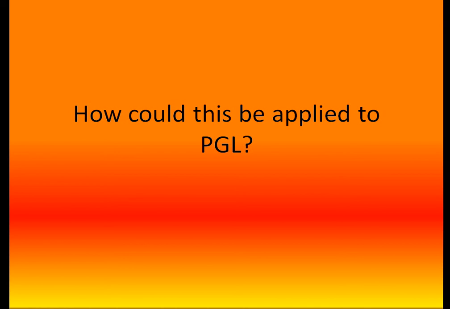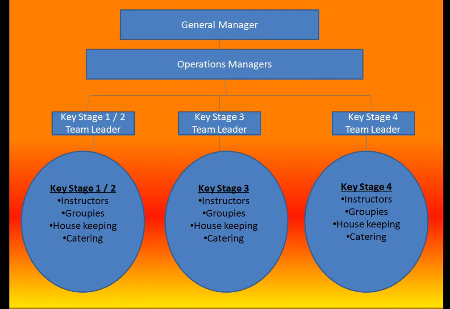So how could this matrix or team structure be applied to PGL? Well, instead of having groupies working together and managing customers when they weren't doing their activities, and instructors just looking after the activities, we could actually group workers together in terms of teams, and we could have teams specialising in different age groups of customers. So, for example, we could have a team looking at Key Stage 1 and 2 customers, so kids who are sort of 4 to 10 years old.